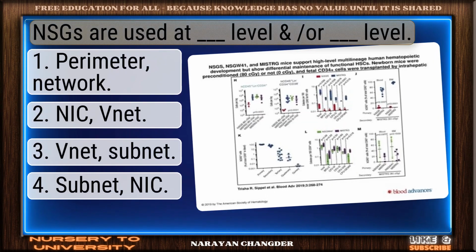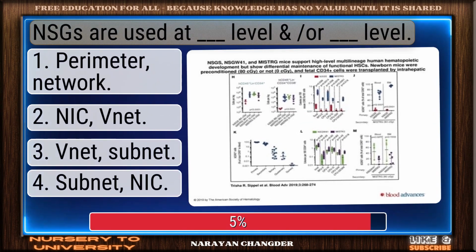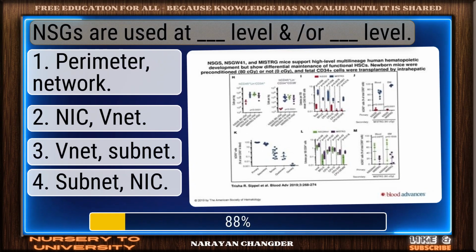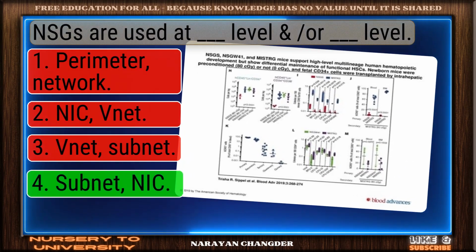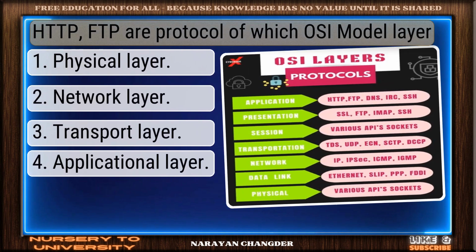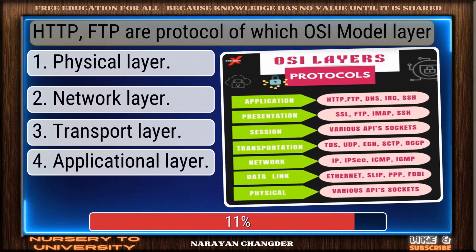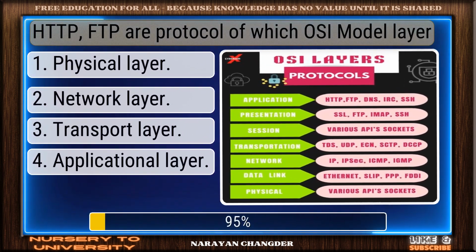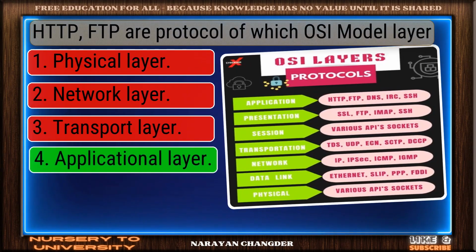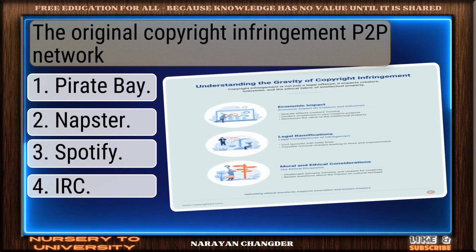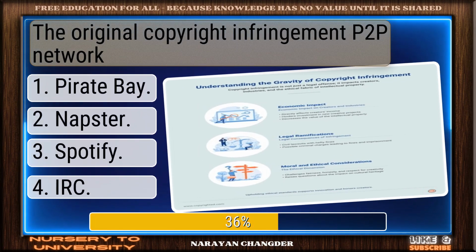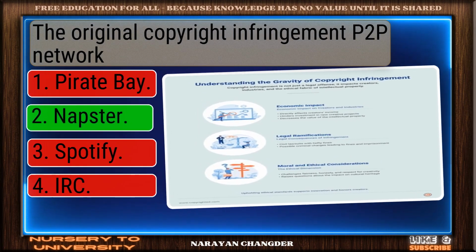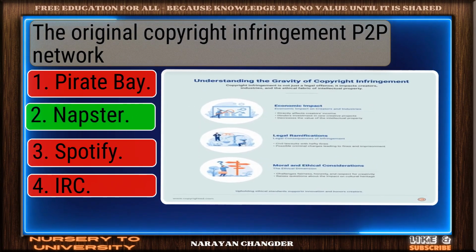Subnets are used at dash level and dash level. Well picked. Subnet, NIC is correct. HTTP, FTP are protocols of which OSI model layer? Valid point. Application layer is true. The original copyright infringement P2P network? Good job. Napster works well.